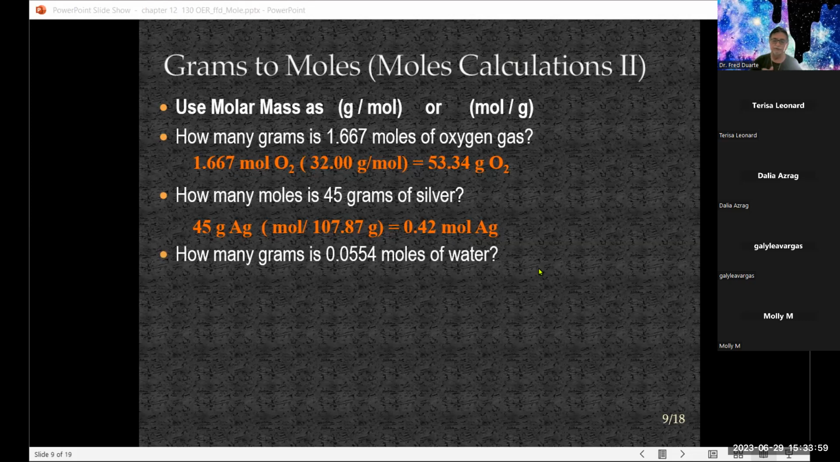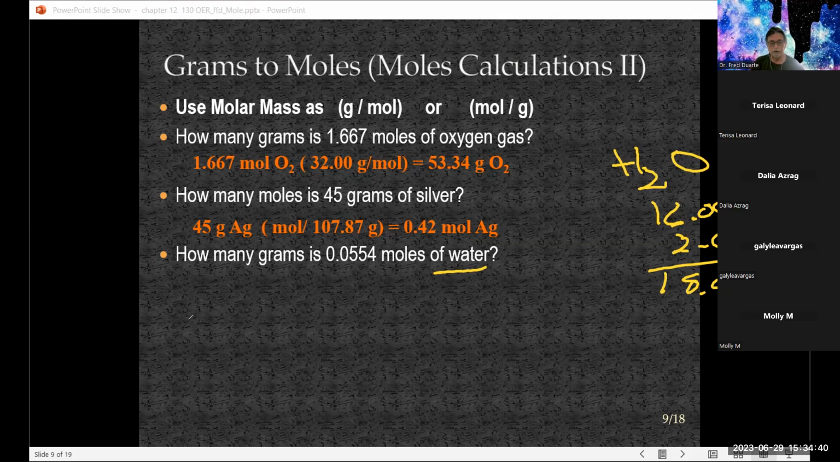All right, here's an example that says, how many grams is 0.0554 moles of water? Okay, so we have to do a number of things here. Obviously, we need the molar mass of water, so we need to know the formula. Well, we know the formula of water is H2O. We have one oxygen and two hydrogens, so we get 18.02 grams per mole for water. So we need that information.